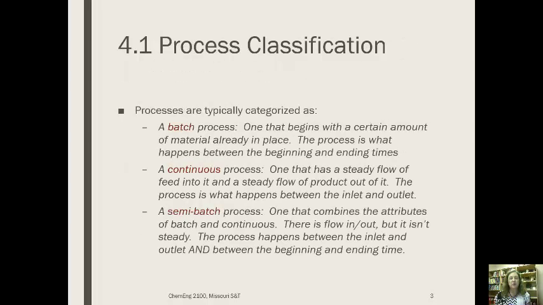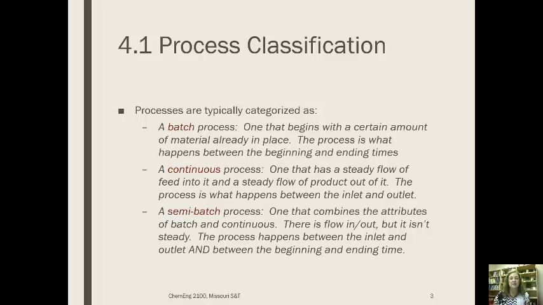So, processes. We're going to want to be able to classify processes because that will make solutions easier. Typically, we're going to call them either a batch process or a continuous process. And then we'll have this other weird category that is the semi-batch. A batch process is one where you have a certain amount of material already there. That's the starting point. And then you do something to it, and then you have material at the end. And so that's a batch. You have a starting time and an ending time.